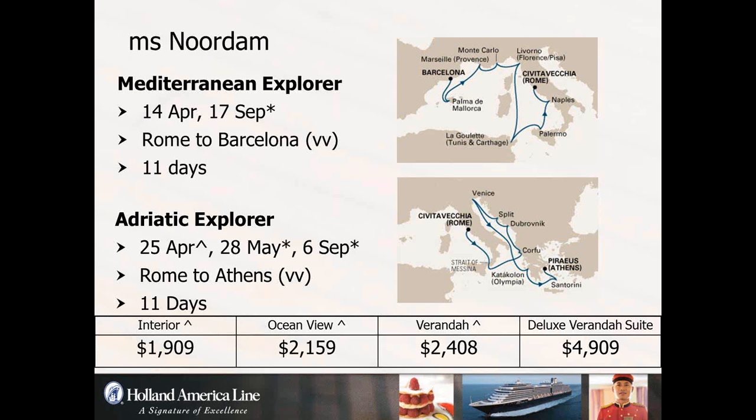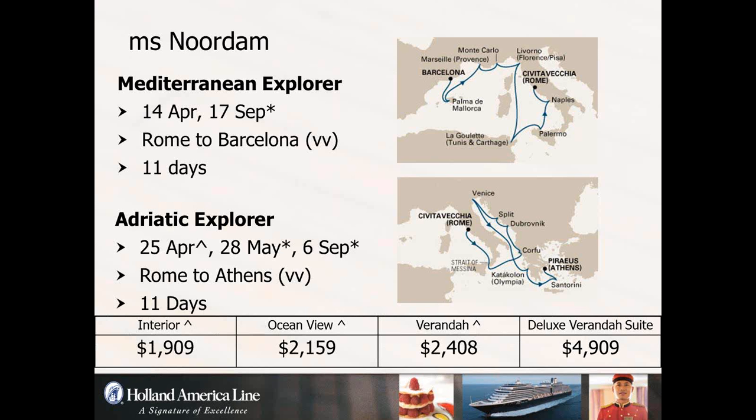Taking a look at the Mediterranean Explorer, which is an 11-day itinerary, sailing from Barcelona through to Rome, and takes in the best of Mallorca, Marseille, Monte Carlo, Livorno, then heading down to Tunisia, and then through to Palermo for Sicily, up into Naples for Sorrento, Mount Vesuvius and Capri, and then ultimately finishing up in the port of Rome. And the prices that you see displayed on the screen there are actually for the second departure.